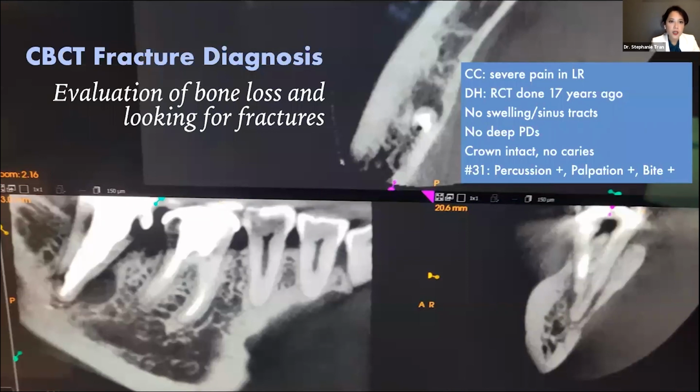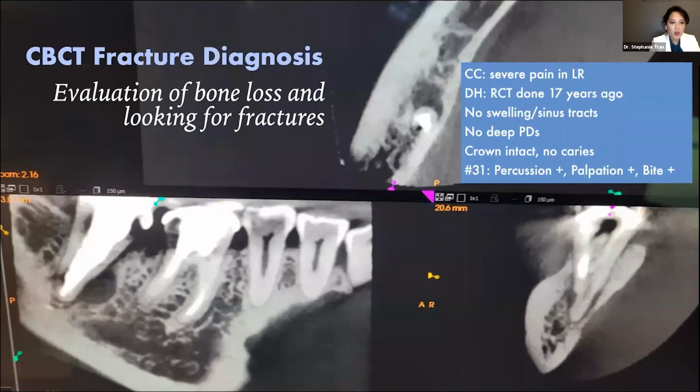This was another case where I was looking for the possibility of a vertical root fracture. So this patient presented to me with severe pain in the lower right. She told me that this root canal had been done 17 years ago. And in this case, this patient didn't have as many clinical signs. No deep probings, no swelling, no sinus tracts, no severe localized areas of inflammation. The crown itself was beautiful, intact. No caries. So what could it be?